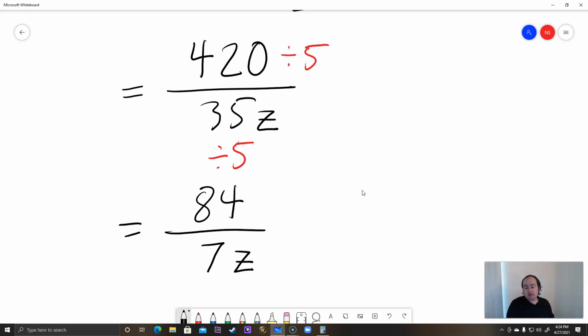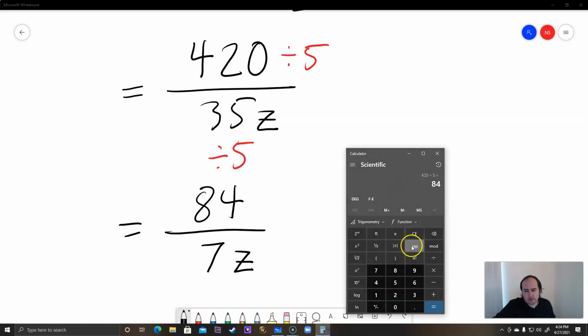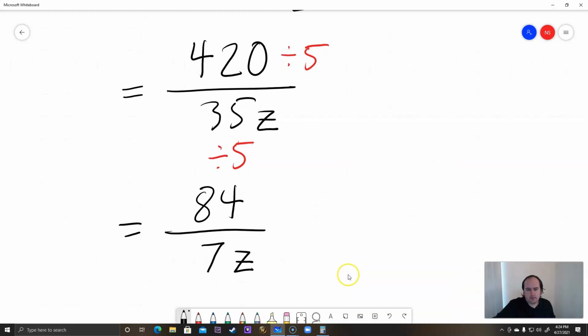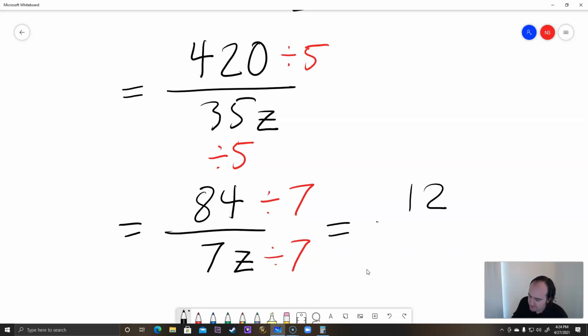And then I believe 7 goes into 84. And that's in your times tables. But if you don't believe me, just do 84 divided by 7. It's 12. Okay? So that means we still have another common factor, so we can divide the top and the bottom by 7. And so on the top, we're going to get 12. And then on the bottom, the 7s are going to cancel out, and we're just going to get z. Okay, so our answer is actually going to be 12 over z.